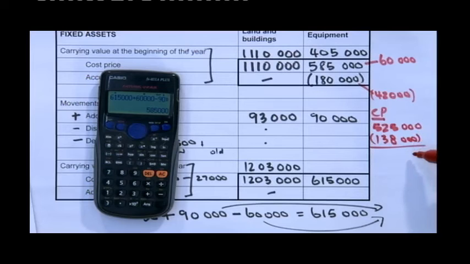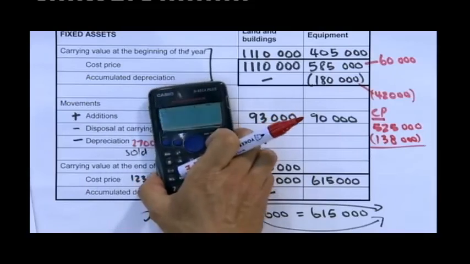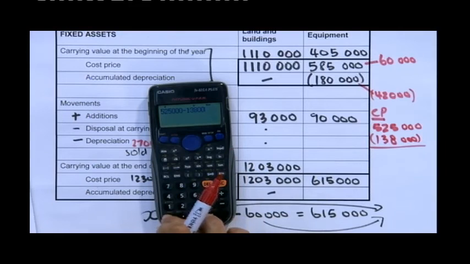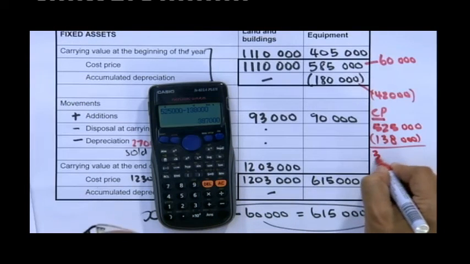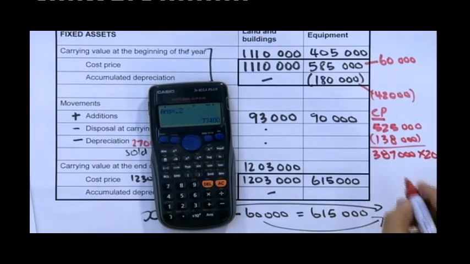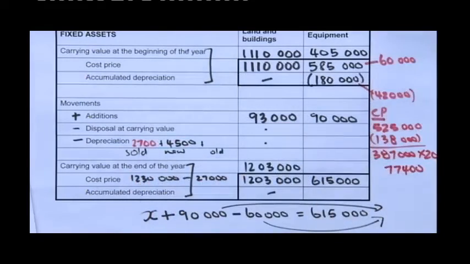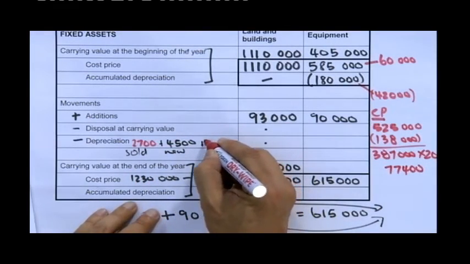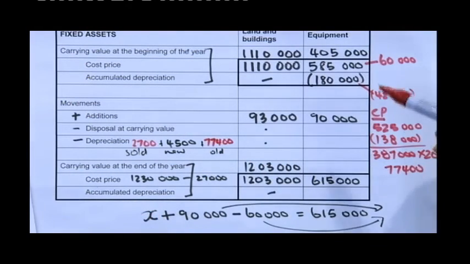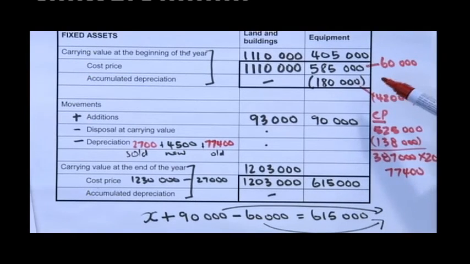Now I can calculate the carrying value of the old equipment, and then I can calculate the depreciation on the old equipment. So it will be 525,000 minus 138,000. That gives me 387,000. And I multiply that with 20%. It gives me 77,400. Right. So the depreciation on the old is 77,400.